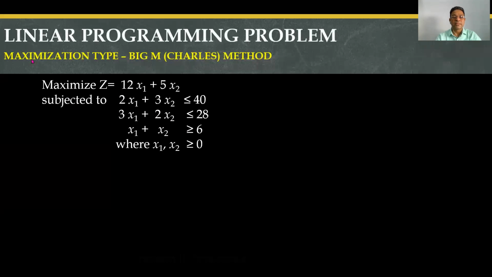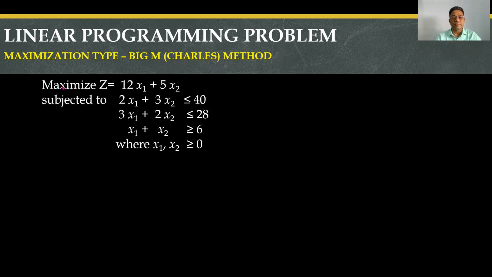Here we have a maximization problem which we will solve by the Big M method or Charnes method or penalty method. The method is called the Big M or penalty method because we give a huge penalty to a particular variable. That's why it is called the Big M or penalty method. And it is called the Charnes method after the name of the inventor, Charnes.